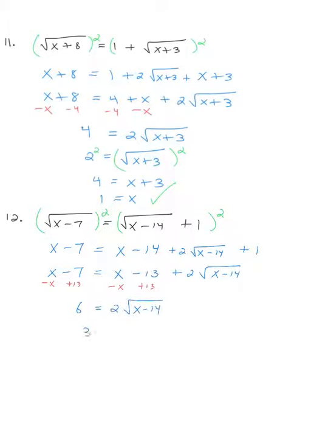I can divide both sides by 2. I can square both sides. And then I'm going to add 14 to both sides of this equation, which gives me 23 is equal to x. All right, I plugged that into my calculator, and 23 was in fact a solution, so we're good there.